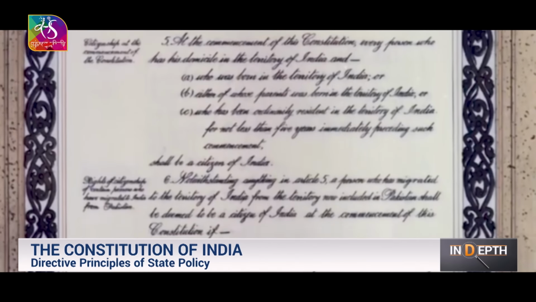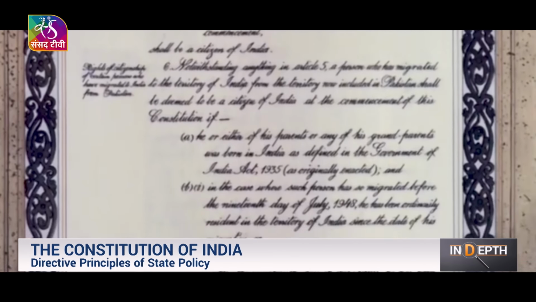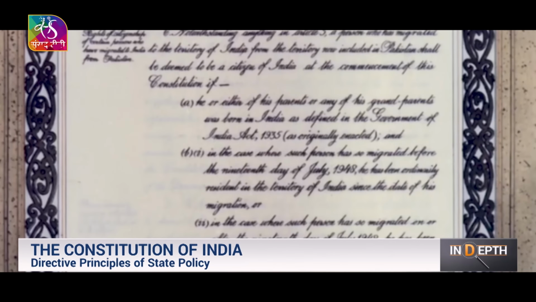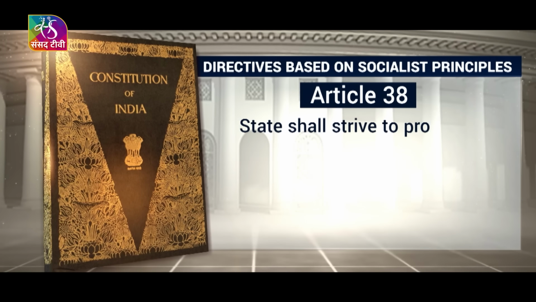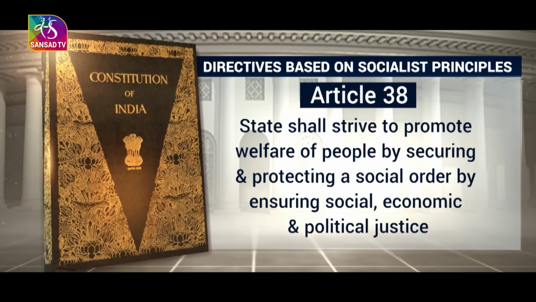The directive principles are classified on the basis of their ideological source and objectives. Article 38. The state shall strive to promote the welfare of the people by securing and protecting a social order, by ensuring social, economic and political justice, and by minimizing inequalities in income, status, facilities and opportunities.